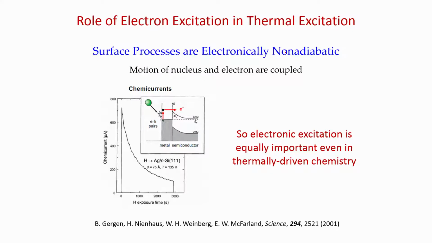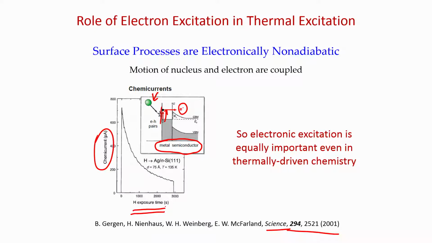So, if I consider this metal semiconductor interface, in this publication the authors were hitting the metal surface with an atom, and when it hits the metal surface, it is actually exciting electrons, and this electron is crossing this Schottky barrier, and then they are seeing this electron flow, which is nothing but the current, and they are seeing that current as a function of hydrogen exposure time.